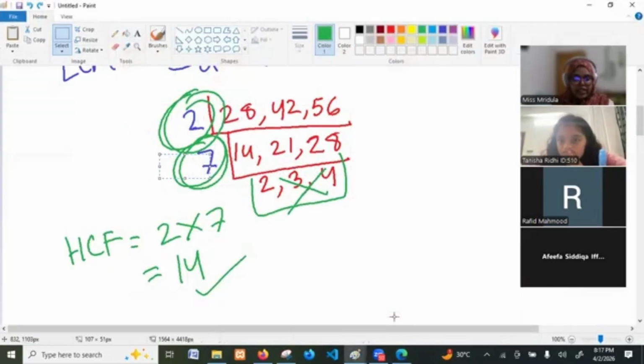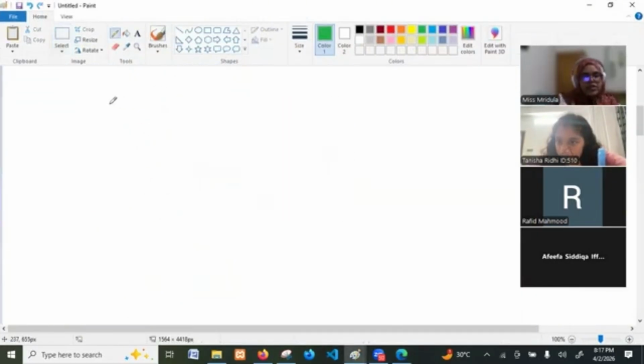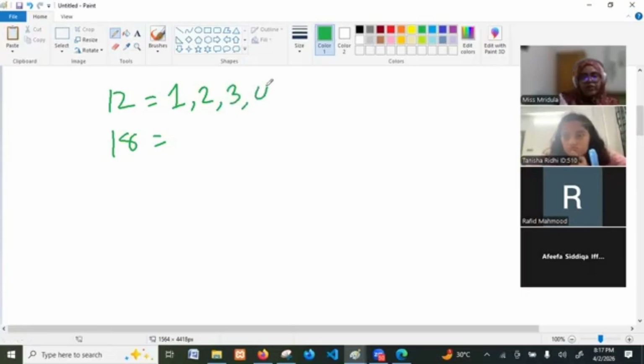So 12 and 18, let me find the factors of 12 and the factors of 18. 1 will obviously be a factor. Then 2 will be a factor because it's an even number. 3 4s are 12, so 3 and 4 both will be. 5 will not. 6 will be. 7, 8, 9, 10, 11, nothing but 12. So these are the factors of 12.